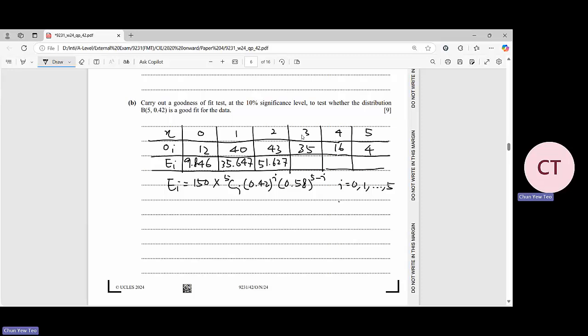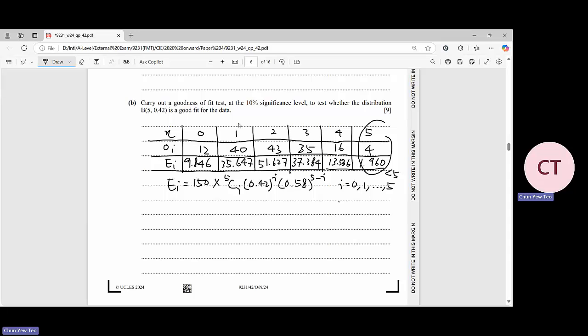Okay, wait, let me calculate again. i is 3, so 0.42 power of 3 multiplied by 0.58 square multiplied by 5C3 multiplied by 150. So you get 37.384. Then this one is 13.536. And the last one is 1.960. Okay, so you can see that this part is less than 5.